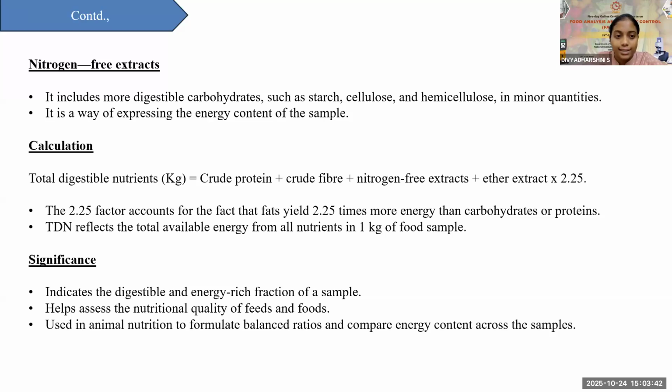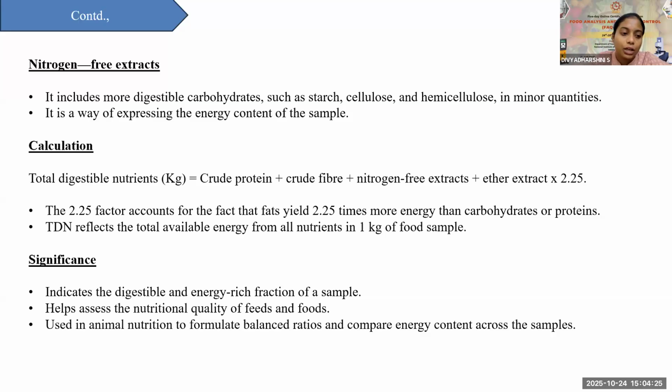So it includes the digestible carbohydrates like starch, cellulose, hemicellulose, whatever is available, and in minor quantities only. The total digestible nutrients in kg is crude protein plus crude fiber plus nitrogen free extract, which is carbohydrate, plus ether extract into 2.25. So 2.25 is a factor which will be multiplied. I said the kilocalories, right? Carbohydrate is yielding 4 kilocalories, and protein will be yielding 4 kilocalories. But in the fat, it is 9 kilocalories. So 4 into 2.25 is 9. So that's what they are multiplying into 2.25.